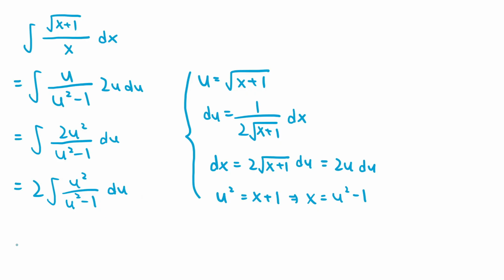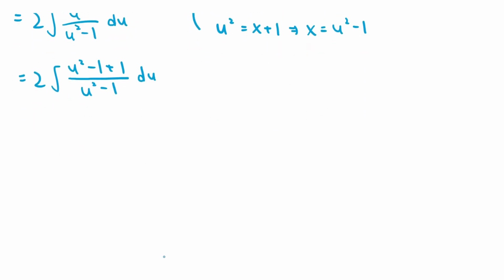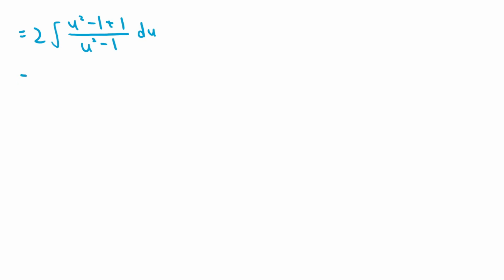What I'd like to do is rewrite the numerator as u squared minus 1 plus 1, and this is still divided by u squared minus 1. And this is still the same expression because all I've done is subtract 1 then add 1 in the numerator. We can then split the fraction into 2 separate fractions, so this becomes 2 times the integral of u squared minus 1 over u squared minus 1 plus 1 over u squared minus 1 du. And all I've done is split the fraction into a sum of 2 fractions.